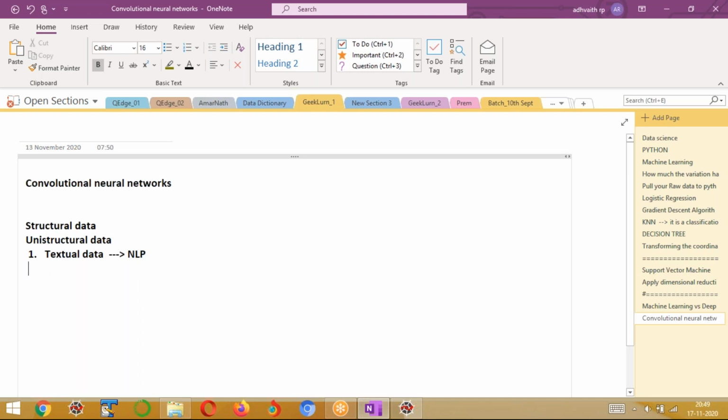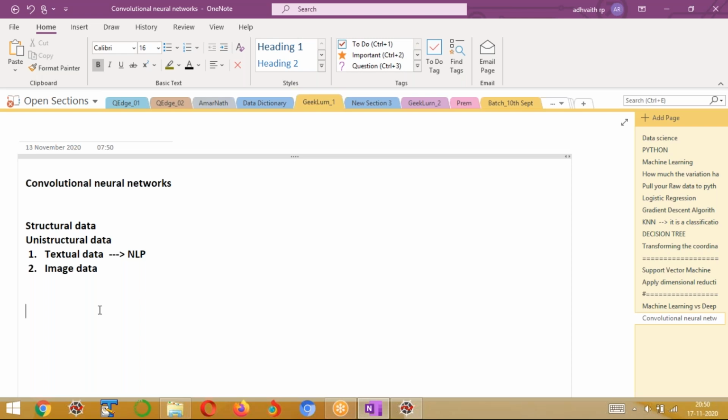And what if I have unstructured data that is not regular? What is that? That means image data. If I have image data, how should I predict it? How should I work on the algorithm? Understanding what I'm talking?